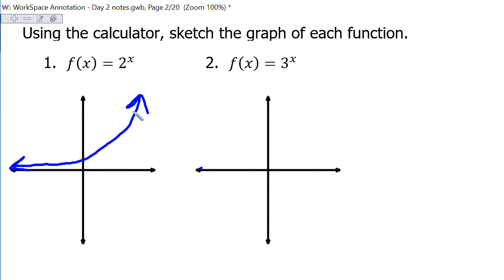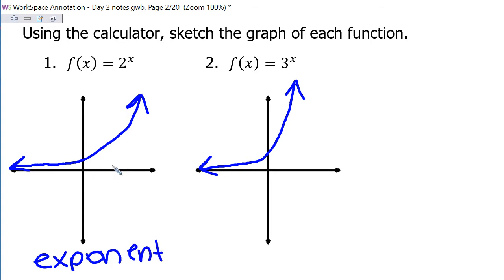Now, both of these are called exponential growth. You read a graph from left to right, just like you read a book from left to right. From left to right, what's happening to this function? Going up. Same thing for this one. Going up. So if it's going up or growing, this is called exponential growth. It's going up from left to right.